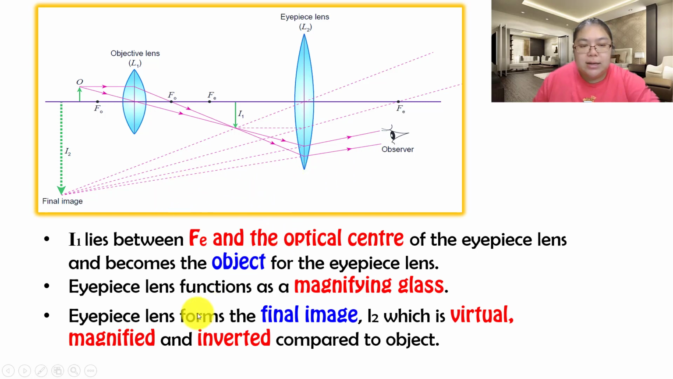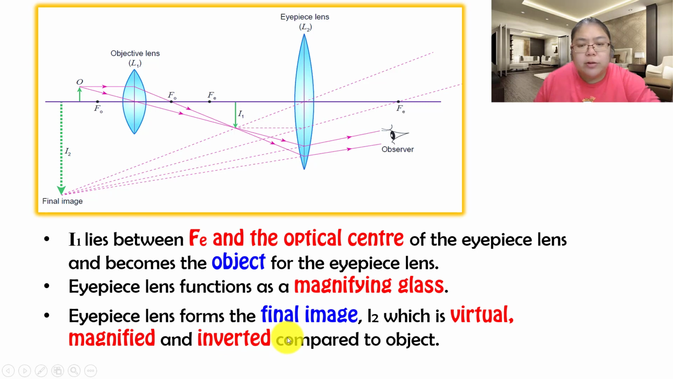Okay, so finally this is the final image, I2. How about the characteristics? It's virtual. Why do we call it virtual? Because we compare this part with the first object. Normally virtual is on the same side, is it? But this one is special. The final image is on the other side, but it's still virtual. Although it is below, it's still virtual. Then it is magnified, sure. But virtual normally should be upright, is it? But this one is inverted.